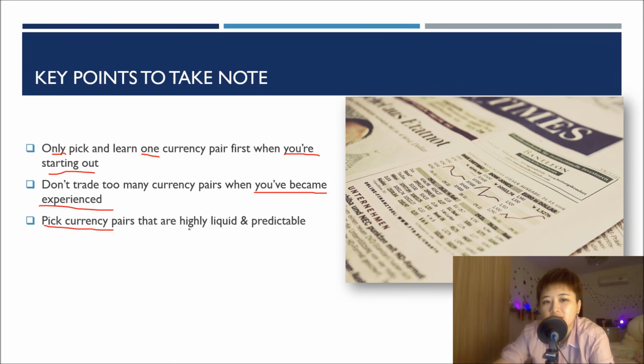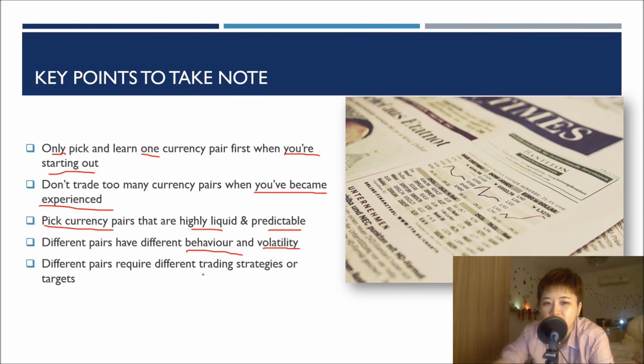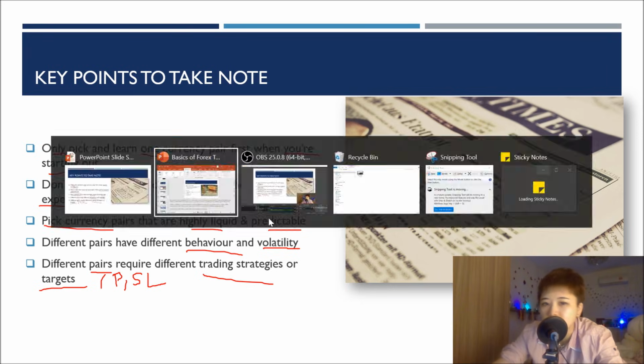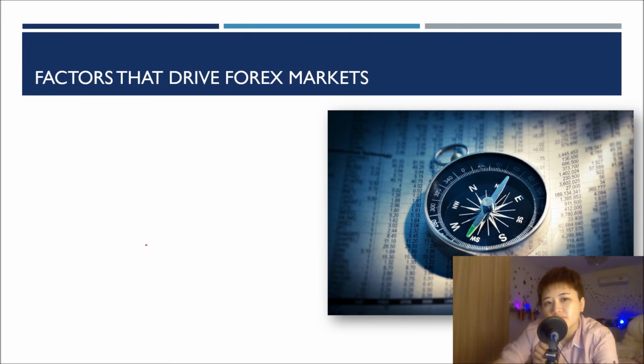Pick currency pairs that are highly liquid and predictable. And understand that different pairs have different behavior and volatility. And different pairs also require different trading strategies and also targets. By targets I mean TP targets and also stop loss, because of the difference in the volatility. Understand what I'm saying? So you cannot be like one size fits all. Okay, 20 pips for all the currency pairs I trade. Doesn't make sense.